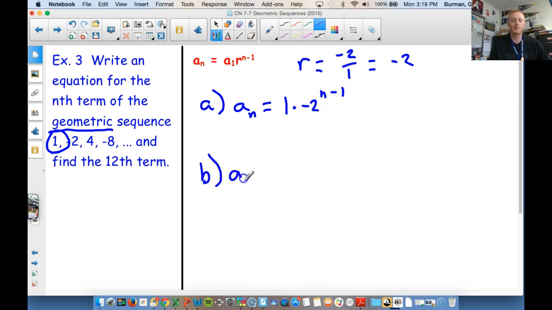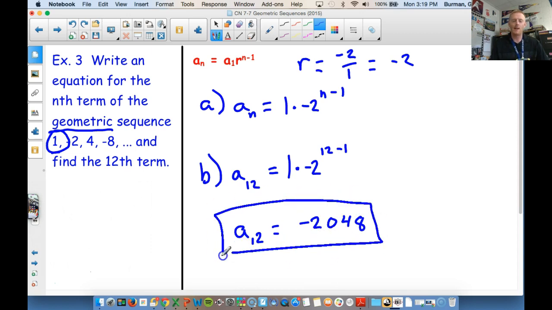Now part B is to plug in a 12 for our n. A sub 12 is equal to a 1 times a negative 2 to the 12 minus 1, or to the 11th power. So in my calculator, I'm going to type in 1 times a negative 2, and I'm going to put to the 11th power just to make things easier, so I don't have to type in more math that could potentially screw things up. And I'm going to get the answer that a sub 12 is equal to a negative 2048. And that is my answer.